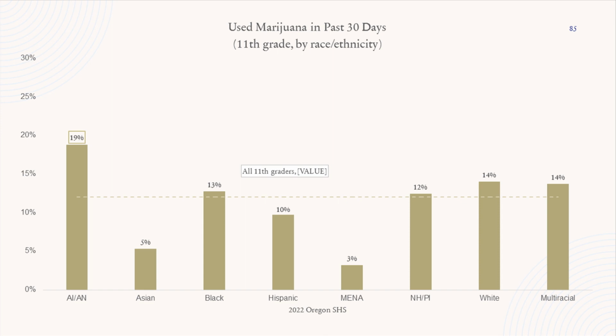Reports of marijuana use in the past 30 days increase among 11th graders, and this graph is showing us the breakdown of marijuana use among 11th graders by race and ethnicity. So notably, American Indian and Alaska Native youth report much higher rates of marijuana use at 19% than that state rate. Again, that's that 12% dashed line.